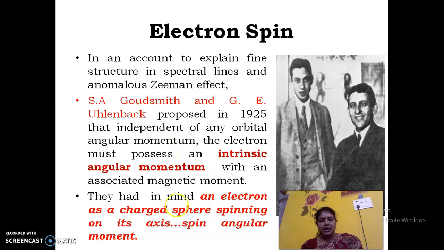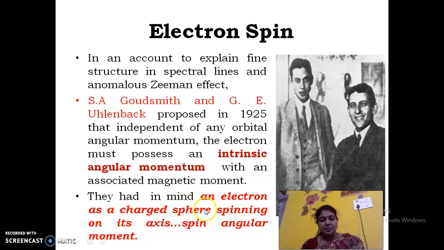So it was the brilliance of S.A. Goudsmit and G.E. Uhlenbeck. They proposed way back in 1925 that independent of any orbital angular momentum, the electron must possess an intrinsic angular momentum too with an associated magnetic moment. So how could that be possible? They had in mind a picture of an electron as a charged sphere, not only rotating around the nucleus in orbits, but also spinning on its axis with a spin angular momentum.